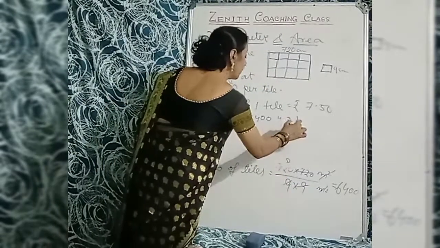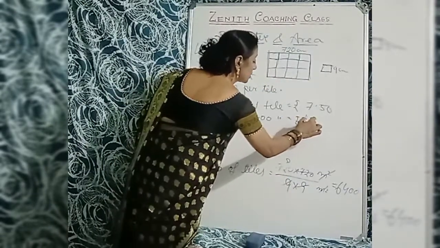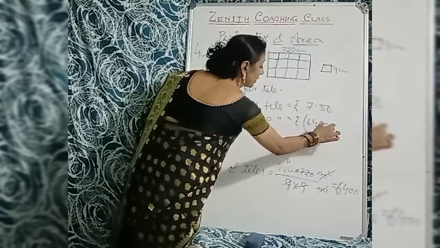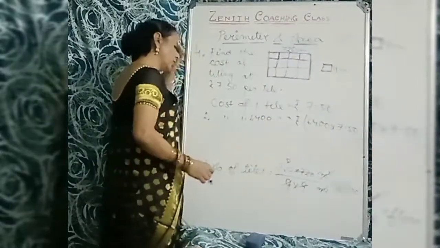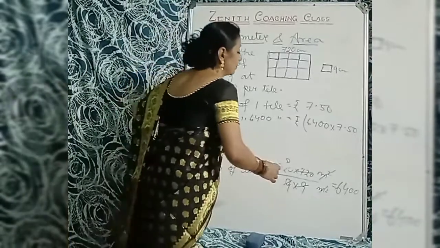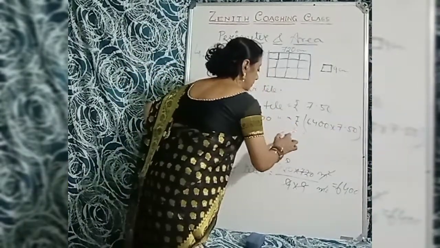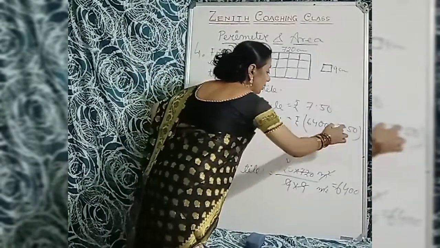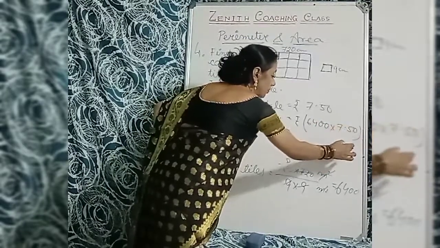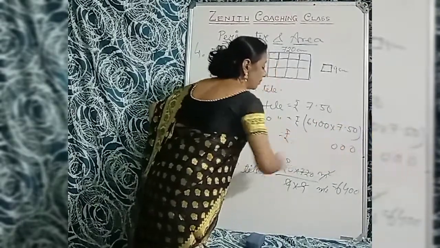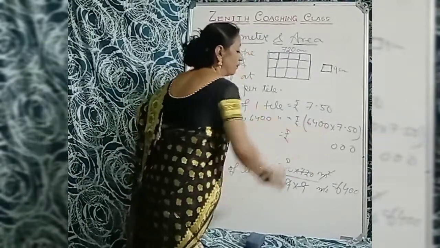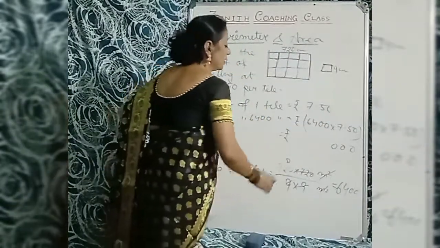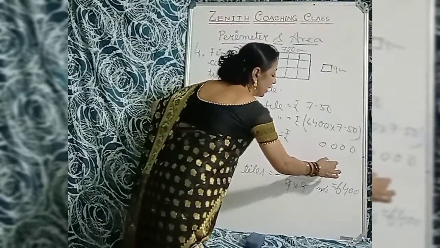So rupees 6400 multiplied by 7.50. So what to do? That is rupees 123. You have to write 1230. Okay. And then 75 multiplied by 4, that is 300. 300 is 0. So 30 carry.